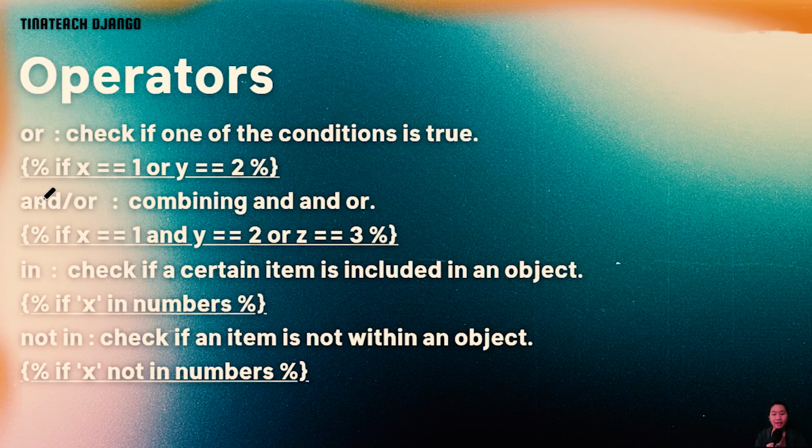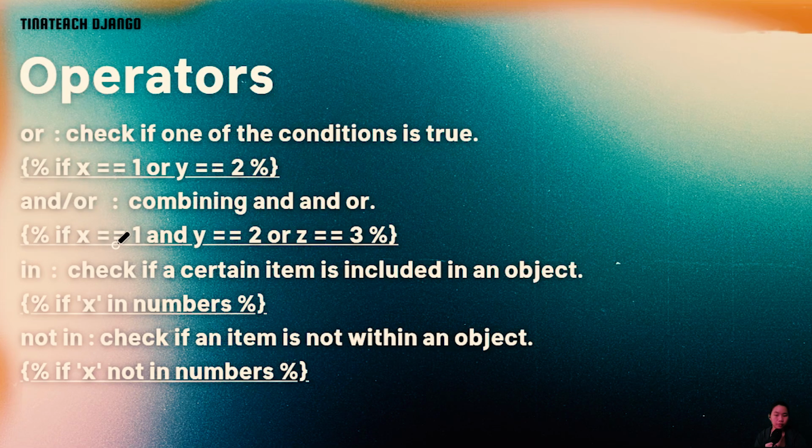Now, and or, we can combine the two and add in z. x equals 1 and y equals 2, or z equals 3. So what this means is you have 2 options to evaluate into true. Either both x and y evaluate into true, or only z needs to be true, okay?